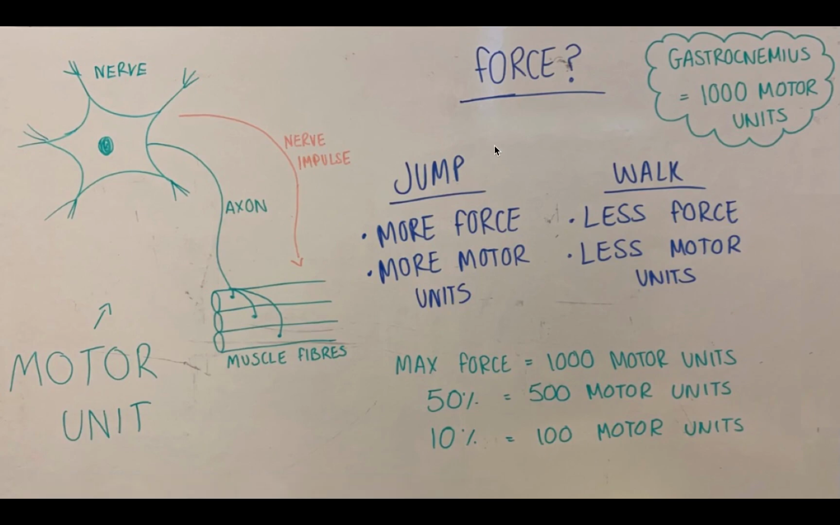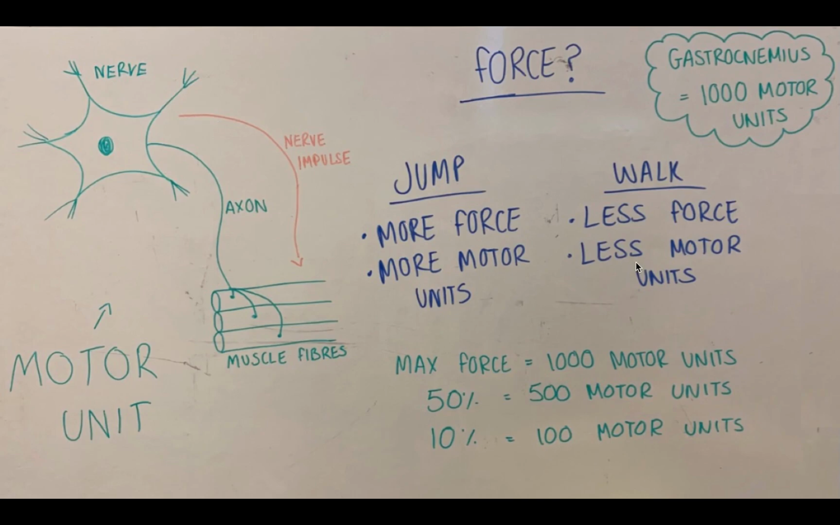If we have a look at jumping and walking, for jumping you need a lot more force than you do for walking. Because you need more force for jumping, you're going to need more motor units. You're going to need more of these guys to be activated to be able to produce the jump movement that you want. For walking, of course, there's less force, which means there would be fewer motor units. There's less of these guys here that will be activated because you don't need that many to produce the movement you need.